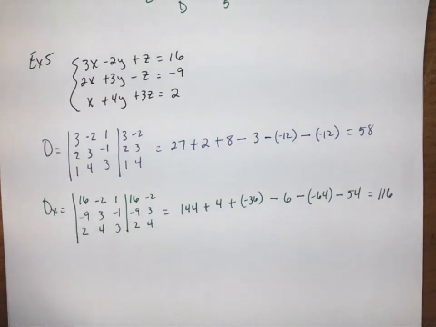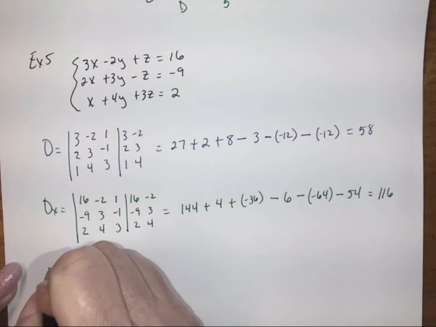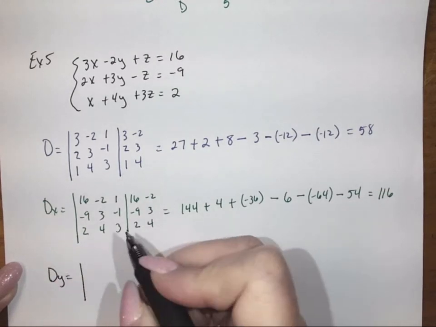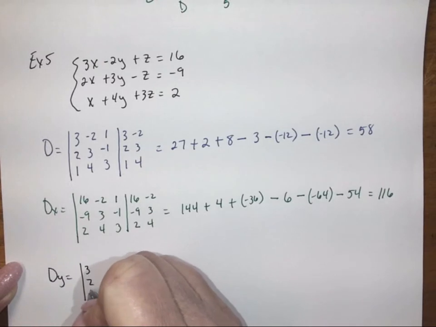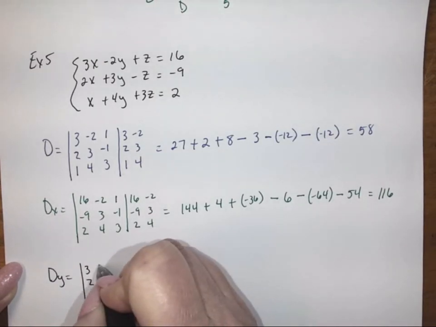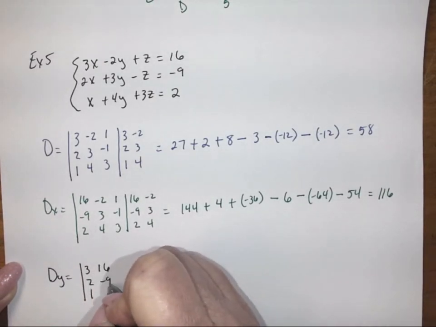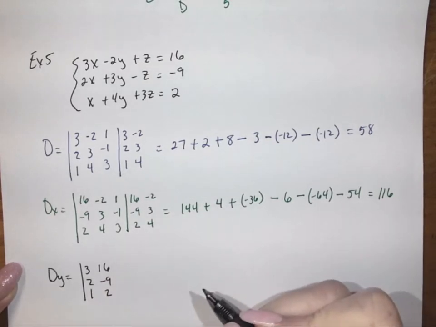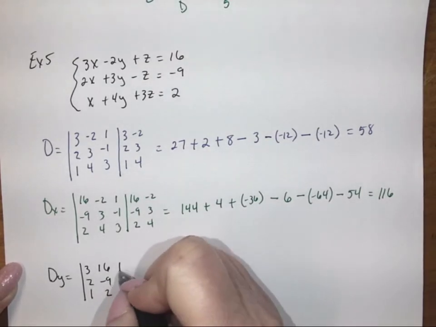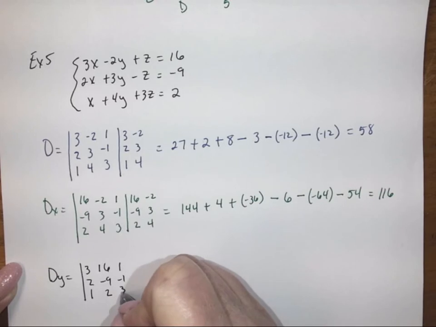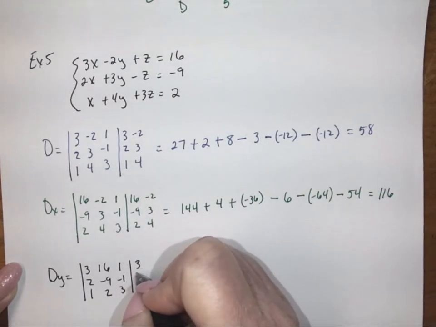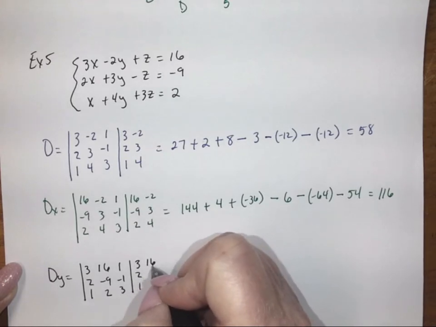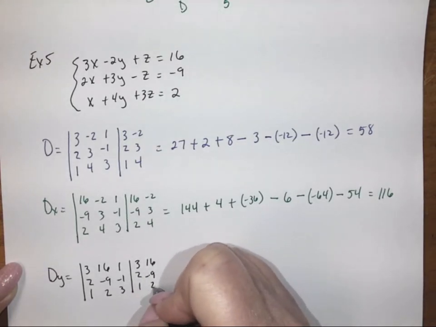All right, let's do dy. So d sub y, x's go back to what they were originally, so 3, 2, 1. The y's are now 16, negative 9, and 2. And then our z's, 1, negative 1, and 3. And repeat the first two columns. So 3, 2, 1, 16, negative 9, and 2.